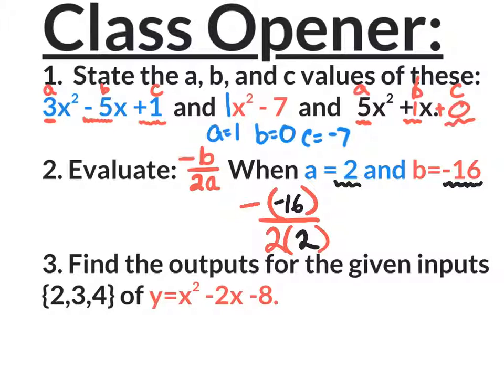Now do the math. Negative, negative, change to a positive. So you're going to have 16 divided by 2 times 2 is 4. So 16 divided by 4 is the final answer, 4. That's your answer for number 2.